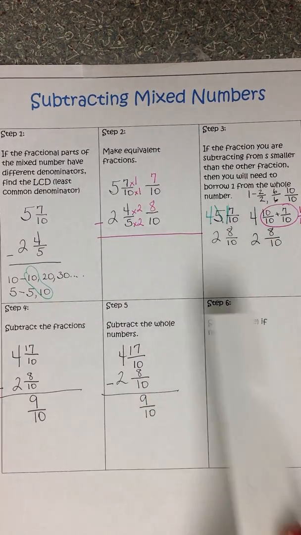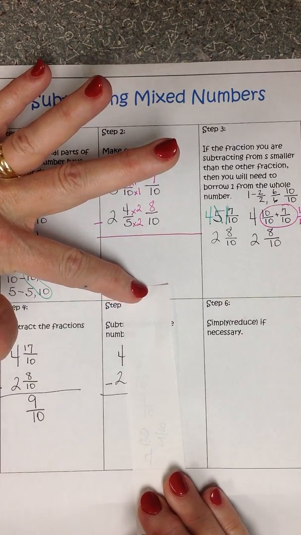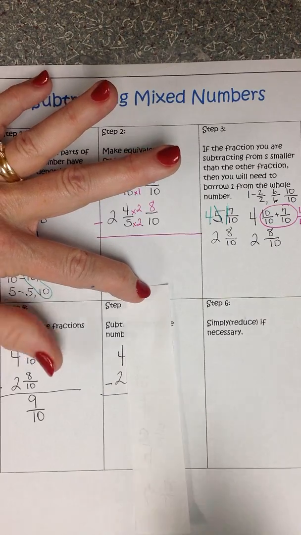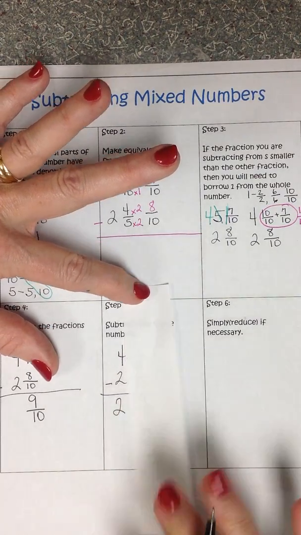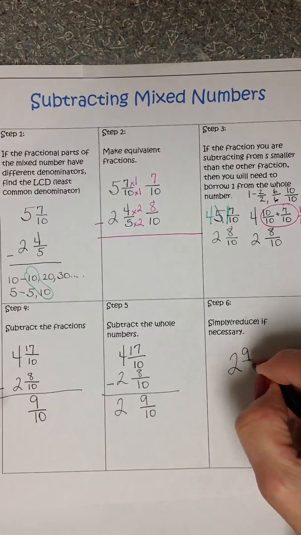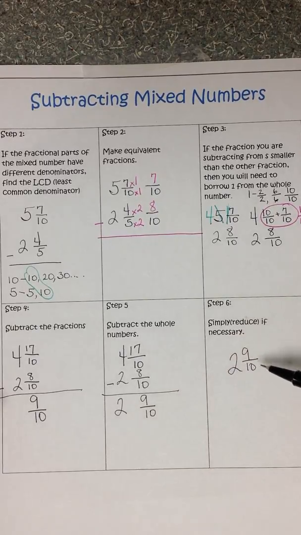And now it is my turn to do the whole numbers. Well, you've been doing that for years. 4 minus 2 leaves me with 2. So my answer is 2 and 9/10. I need to do just a double check to make sure 9 and 10 cannot be reduced by any number at the same time. And when I look at that, I realize that these are numbers that are right behind each other, so they're consecutive numbers, and consecutive numbers have nothing that will reduce both of them.